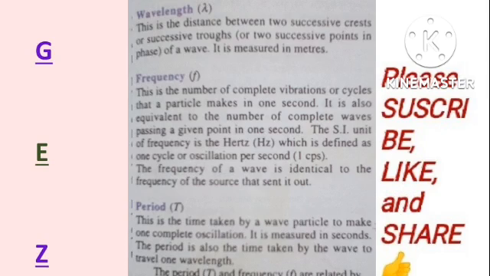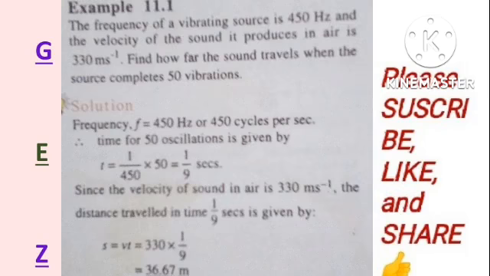Now, with all these terminologies in our pocket, we can understand completely and analyze the nature of waves. Now, here's a problem that helps us to understand waves more. The question says the frequency of a vibrating source is 450 Hz, and the velocity of the sound it produces in air is 330 meters per second. Find how far the sound travels when the source completes 50 vibrations. So in this case, you are looking for the distance. You have the frequency as 450 Hz or 450 cycles per second.